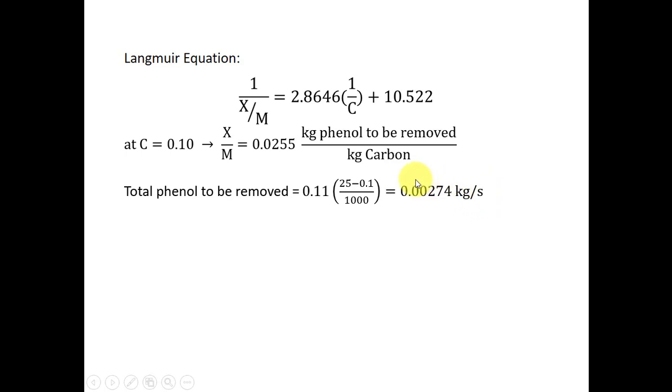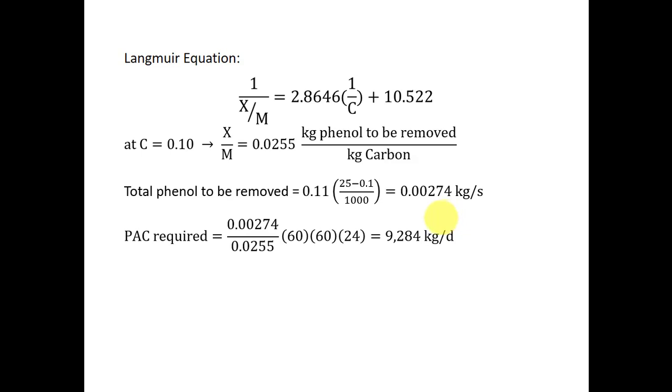So every second we are removing 0.00274 kilogram of phenol. This is the removal rate of phenol. So the PAC required for each day, we can calculate how much we need of PAC, because 0.00274 kilogram per second of phenol is required, and we know that 1 kilogram of carbon can remove this amount of phenol. So that means we can know the amount of PAC required per day to process the removal or the treatment process.